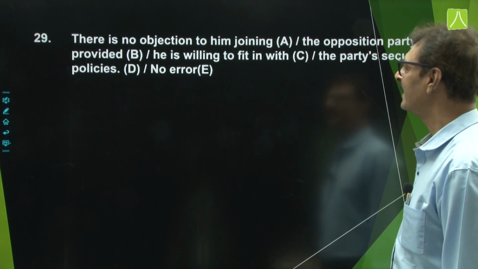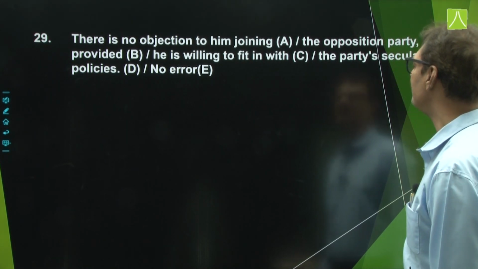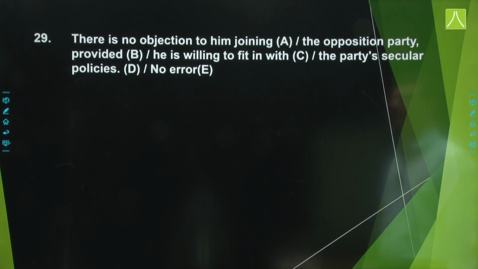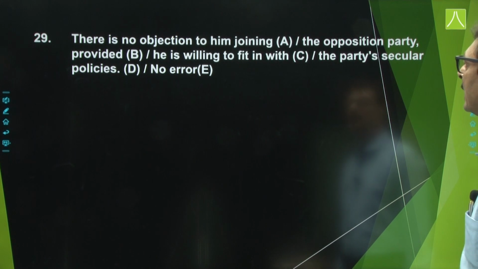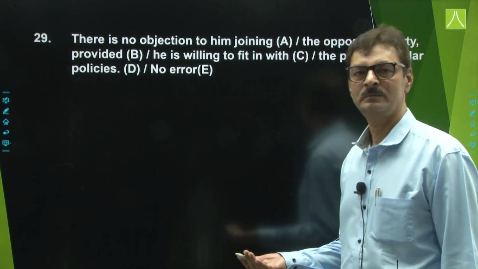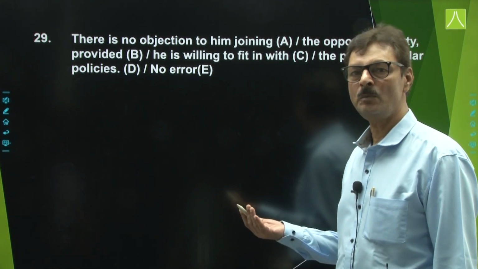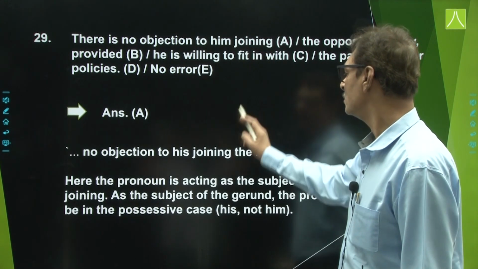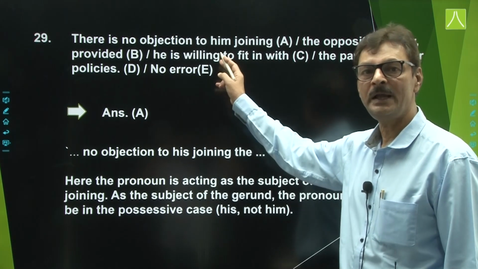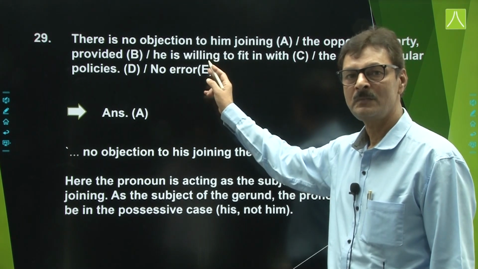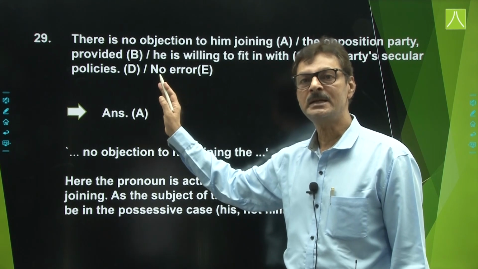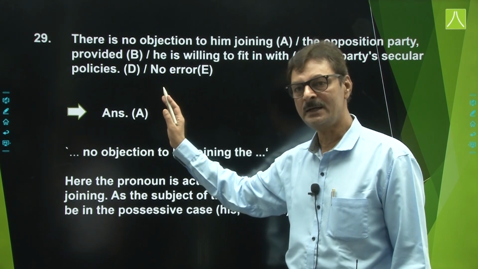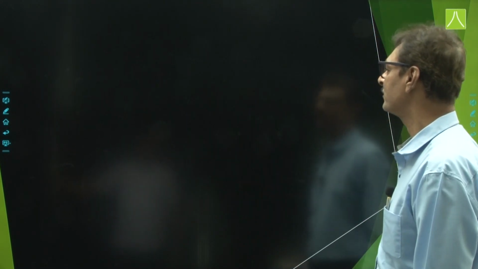Next one. There is no objection to him joining the opposition party provided he is willing to fit in with the party's secular policies. What is "him"? Him becomes an object. किसकी बात करनी है हमको? Subject की. So there is no objection to his joining, and not to him joining over here. And moving on to the last sentence for today. आज का आखिरी sentence आपके लिए.